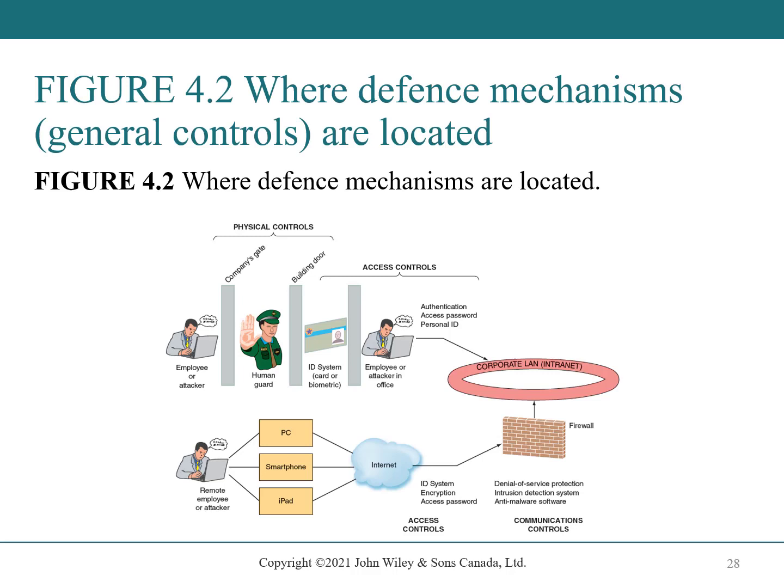Figure 4.2, where defense mechanisms, general controls, are located. We have physical controls, which include guards or ID systems. Cards are biometric. That also crosses over into access controls. And we have authentication as part of that, as being needed to get into the corporate intranet. In the access controls at the bottom, we see a remote employee or attacker using a PC, a smartphone, or an iPad, going through the internet, encountering the firewall before they make it onto the corporate LAN.